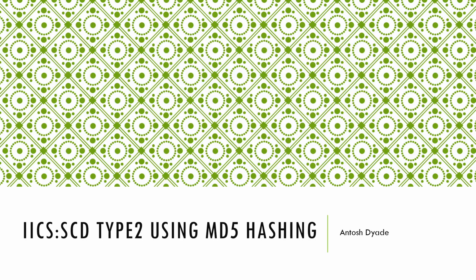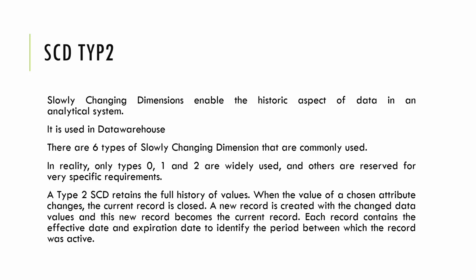Hi, in this video we will see SCD Type 2 implementation using MD5 hashing in IICS. SCD stands for slowly changing dimension, which enables the historical aspect of data in analytical systems. It is used in a data warehouse. There are 6 types of slowly changing dimensions that are commonly used. In reality, only type 0, 1 and 2 are widely used, and others are reserved for very specific requirements.